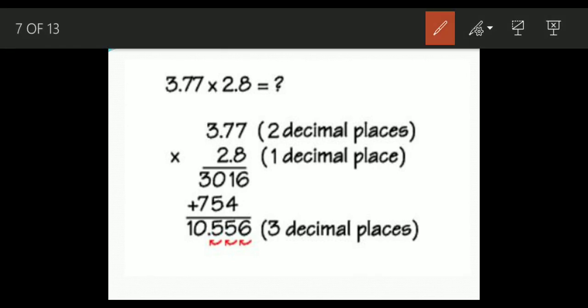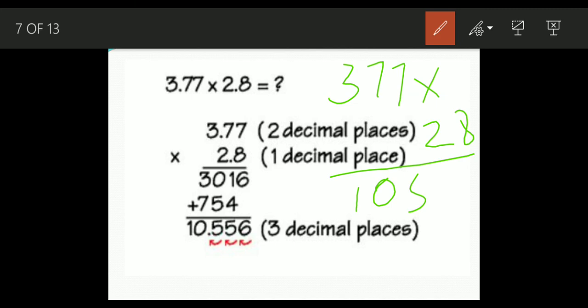It is not necessary that you write like that. You can write it as 377 into 28 and then do the normal multiplication. So when I multiply, I'll get my answer as 10,556. Okay, now after the decimal point on the right side, how many numbers do I have?